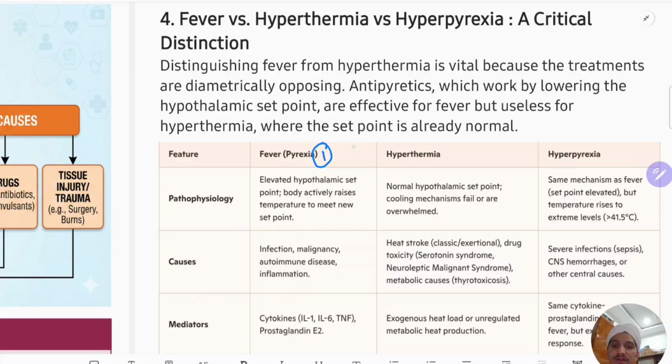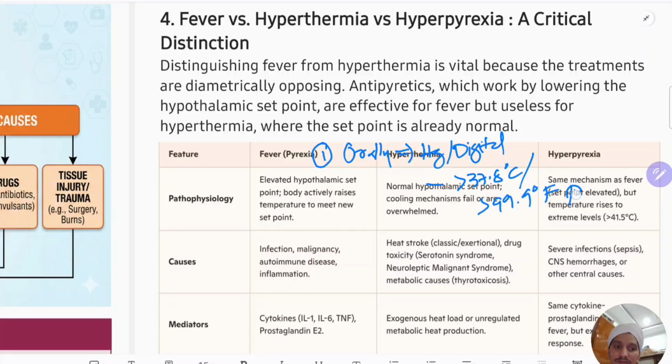If you are measuring orally and using a mercury or digital thermometer, then more than 37.8 degrees Celsius or more than 99.9 degrees Fahrenheit PM temperature is considered as fever.